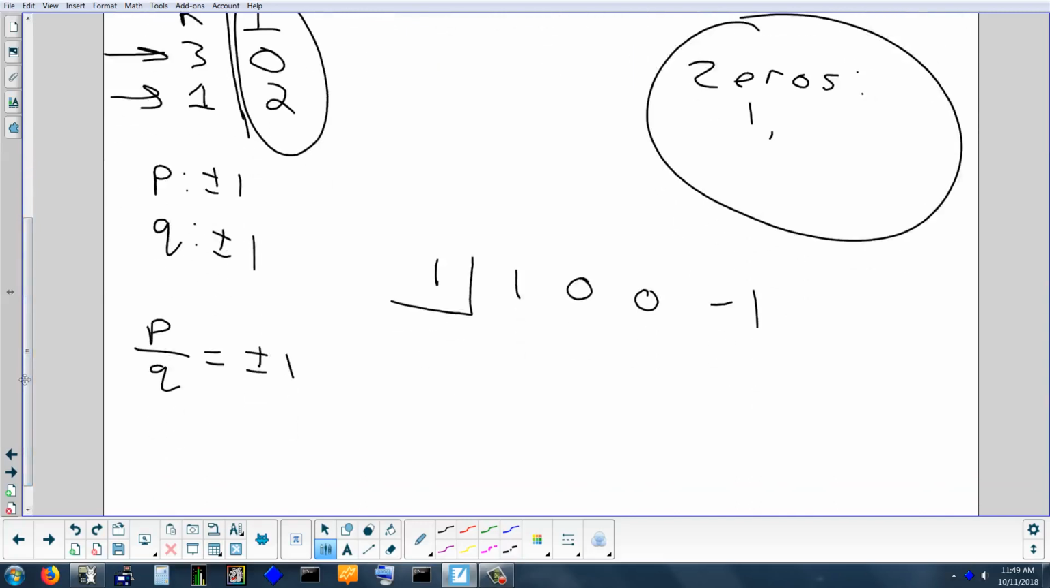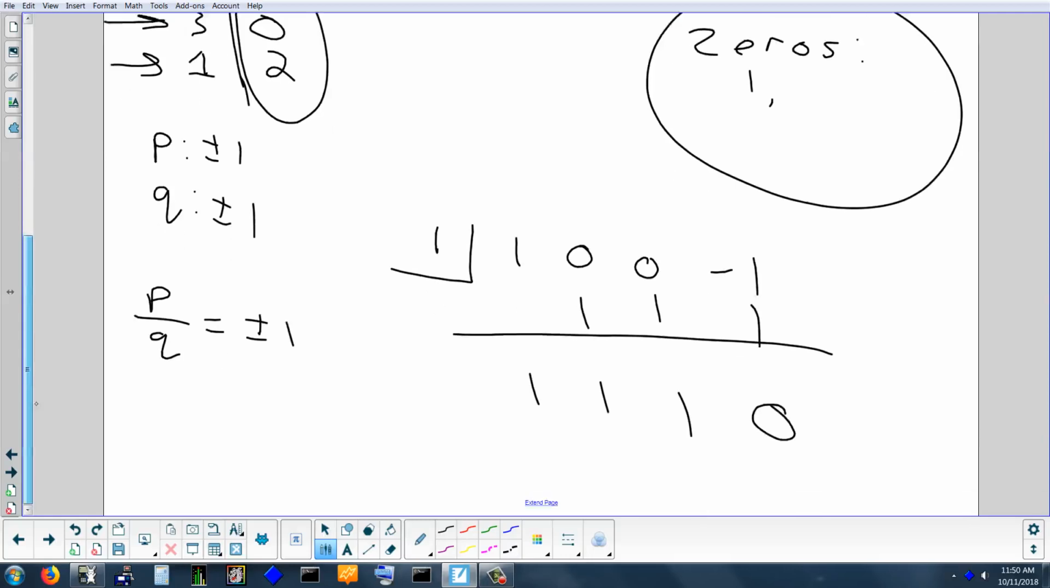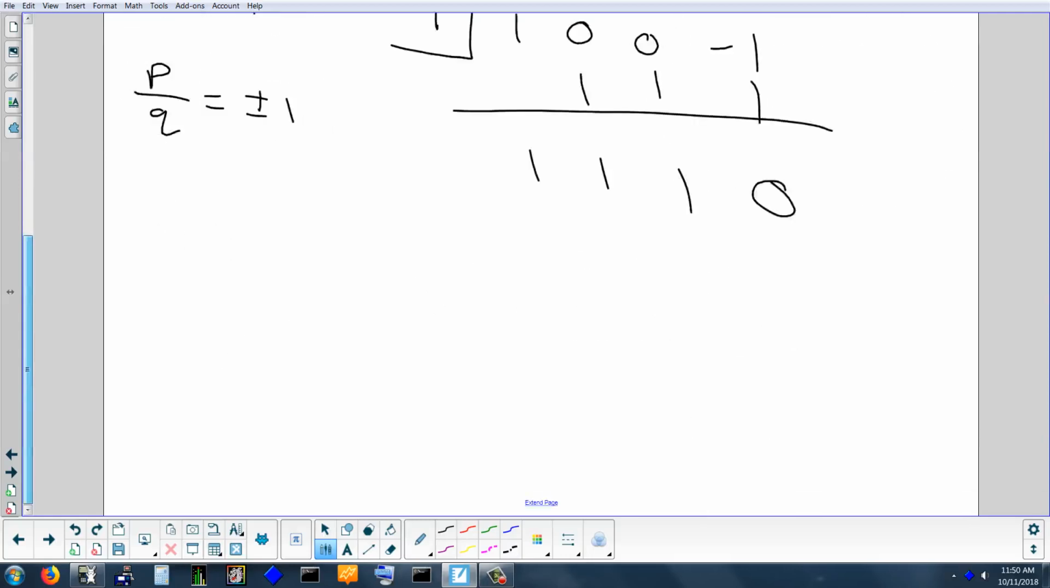And this is going to be super fast synthetic division because we got all 1s and 0s. So bring down the 1. 1 times 1 is 1. 0 plus 1 is 1. 1 times 1 is 1. 0 plus 1 is 1. 1 times 1 is 1. Negative 1 plus 1. We already knew we would get a remainder of 0. And now there's my quotient.